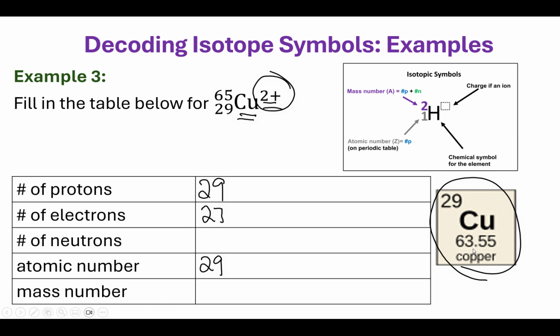Number of neutrons. Well, we're given the mass number 65. I can fill that in here right now. And so we take 65, which is the sum of protons plus neutrons, and subtract off the number of protons, which is 29. And that gives us 36 neutrons.